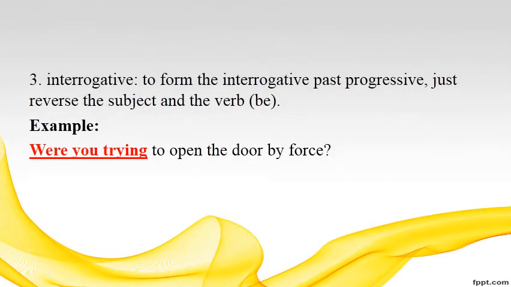In order to form the interrogative or the question form of the past progressive or past continuous tense, you just reverse the subject and the verb to be without changing anything else in the sentence. Like here in the example, were you trying to open the door by force? Were comes at the beginning of the sentence or the question. You is the subject following the verb were, and trying is the main verb. It is a verb that ends with ing. The rest of the sentence goes the same. So the question is formed as follows. Were you trying to open the door by force?